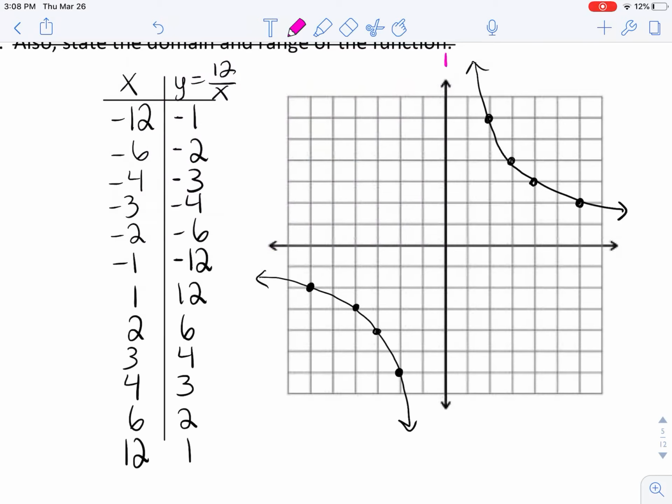Just like in 8.1, we have a vertical asymptote here at x equals 0. And we have a horizontal asymptote at y equals 0. And that'll be the case for any graph that's y equals a number over x. We can't divide by 0, so it makes it undefined, hence those asymptotes.